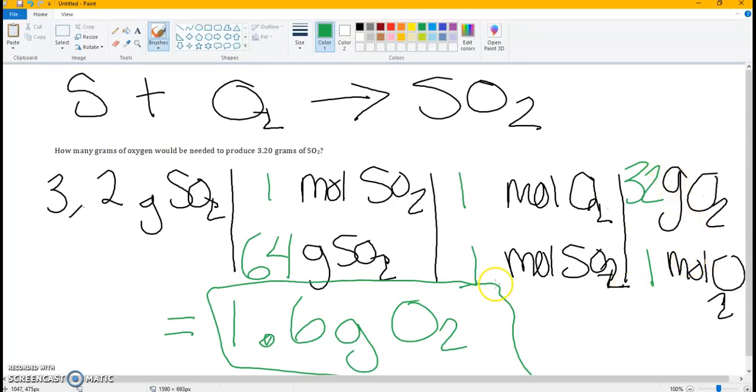Alright. When I multiply by 32, divide by 64, I get 1.6 grams of oxygen is needed in order to make 3.2 grams of sulfur dioxide. So this ratio and this way of looking at a chemical reaction allows you to predict how much product is going to be made or how much reactant you need in order to make a certain amount of product. It goes both ways, but the way that we do it is the same. Grams to moles, moles to moles, moles to grams.